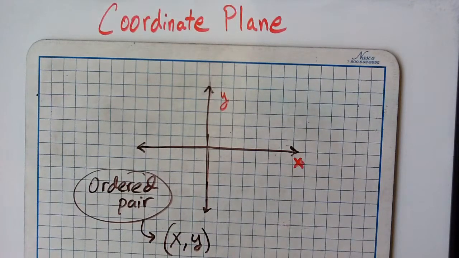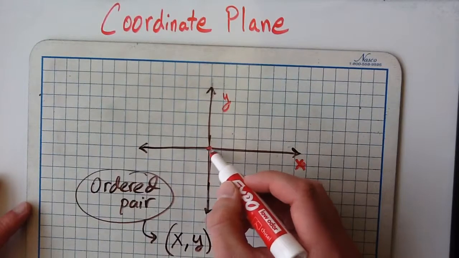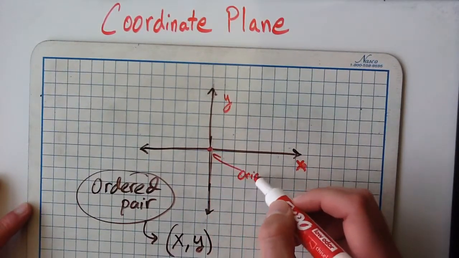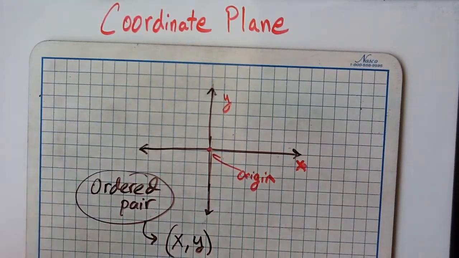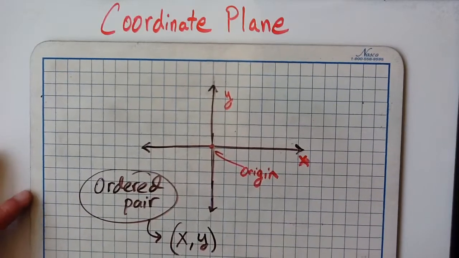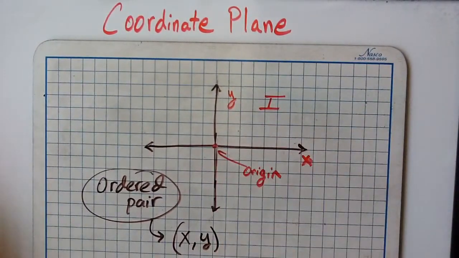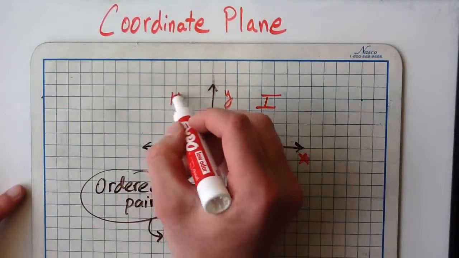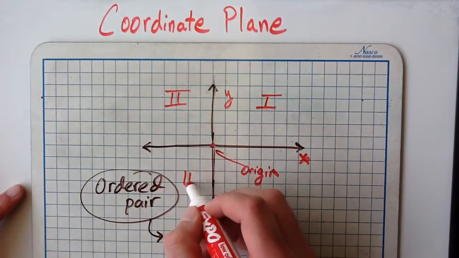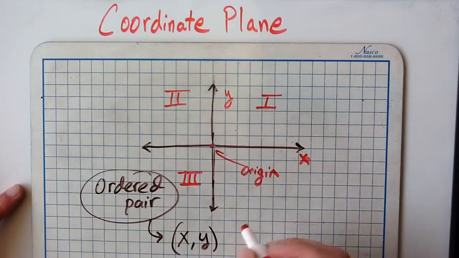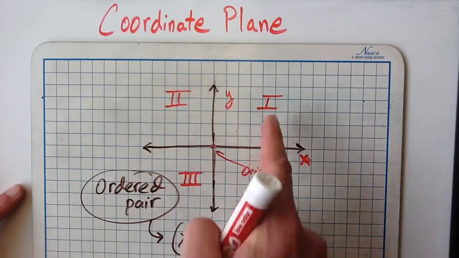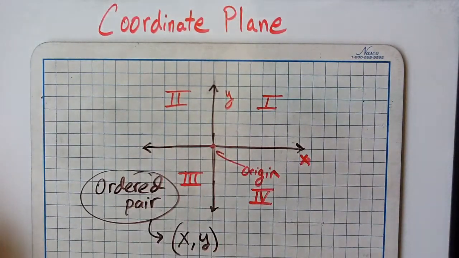And these two axes, the x-axis and the y-axis, intersect right here in the middle, which is called the origin. The origin is where the x and y axis intersect. Now, because these lines intersect, it creates four what we call quadrants. The top right is quadrant 1, top left is quadrant 2, bottom left is quadrant 3, and bottom right is quadrant 4. I just use Roman numerals to label them.